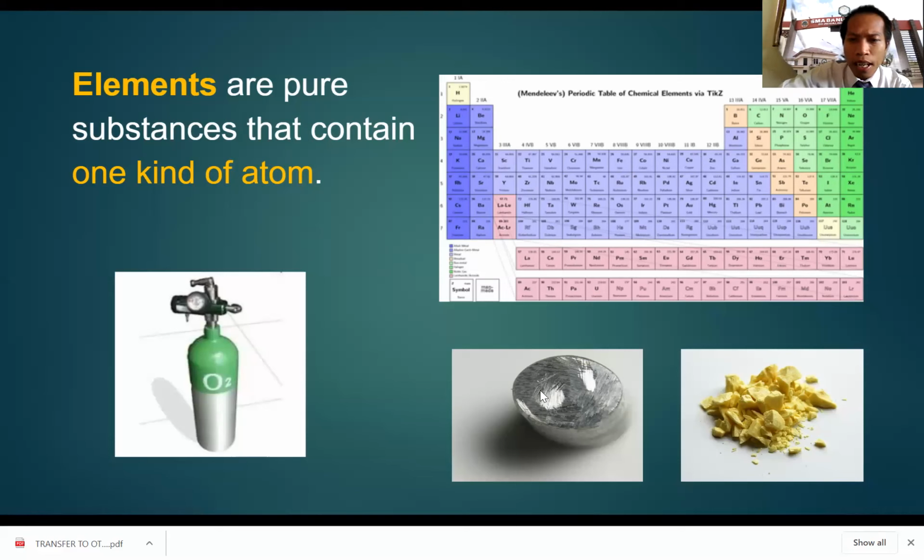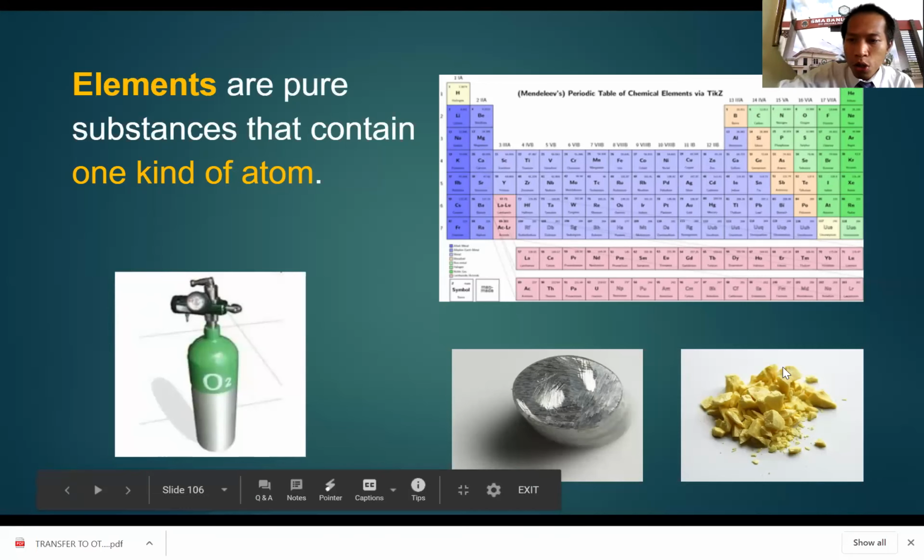For example, this is iron. So this iron is an element. This consists of iron atoms. There are so many iron atoms here, a very huge number of iron atoms inside this iron. But all the atoms will be one kind, one type. All of them are one type, which is iron atom.